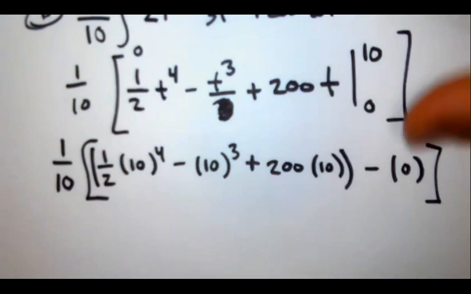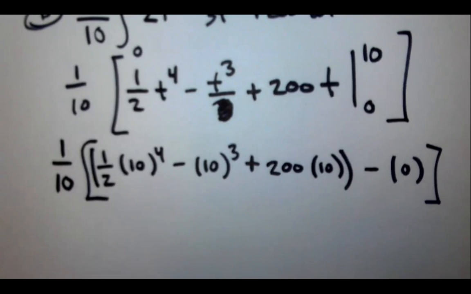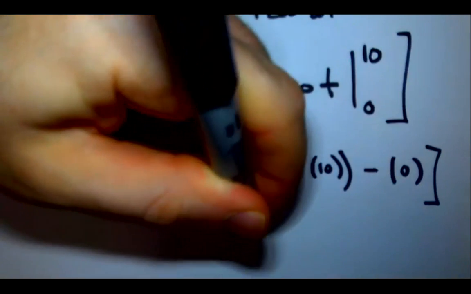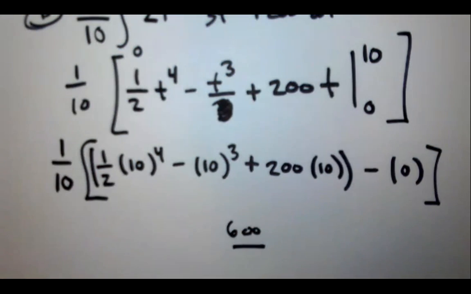0. Because if I plug 0 in, I'm getting 0 across the board. You can absolutely leave that as an answer. Looks crazy, but you can do it. If you did the math, you get 600. So either one of those is good. Anybody have any questions?